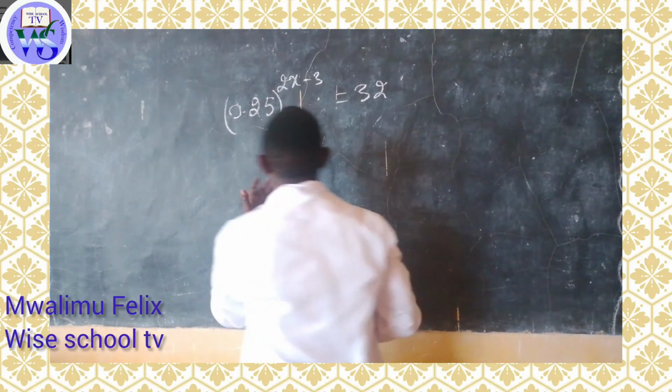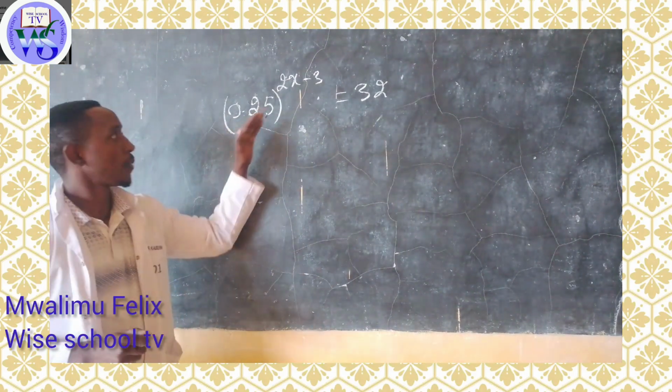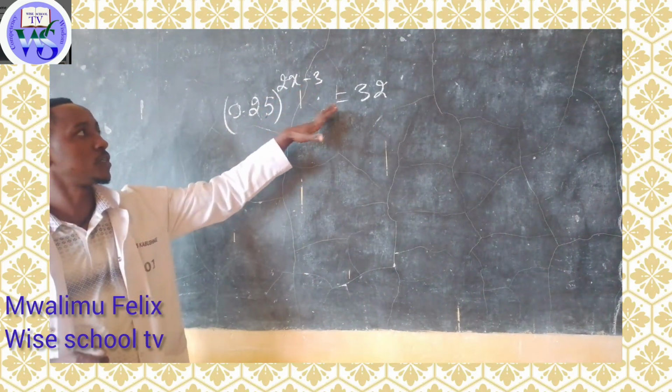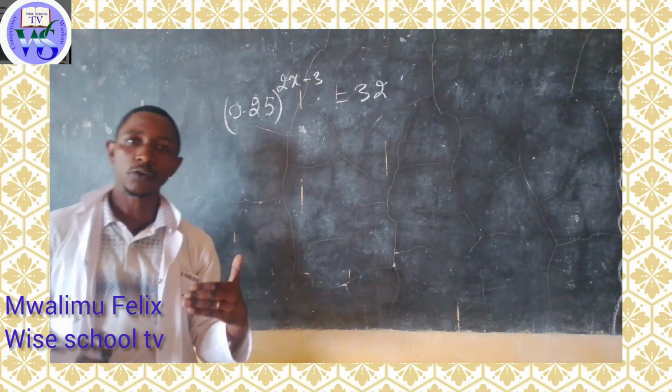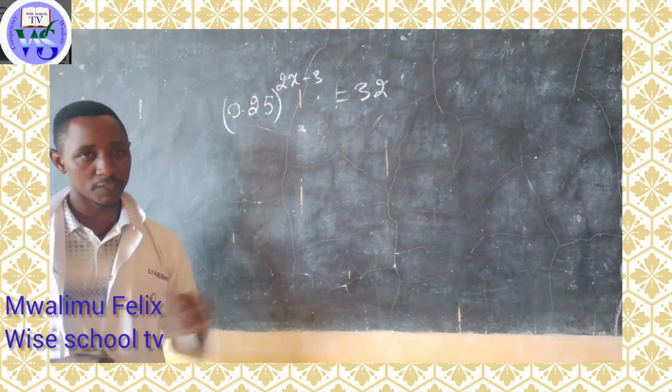So we have 0.25 power 2x minus 3 is equal to 32. Find the value of x. So how to solve this?